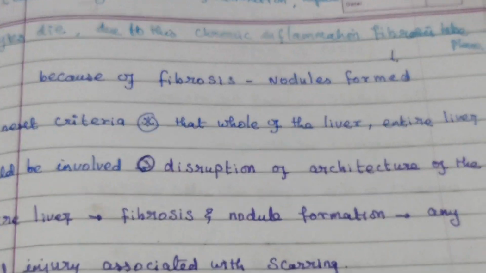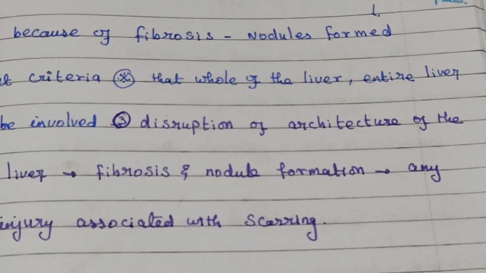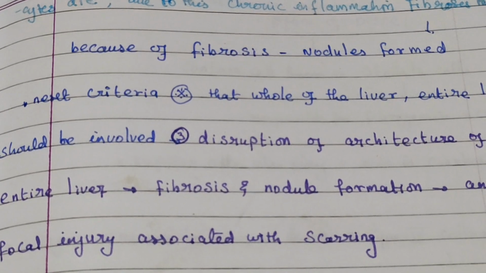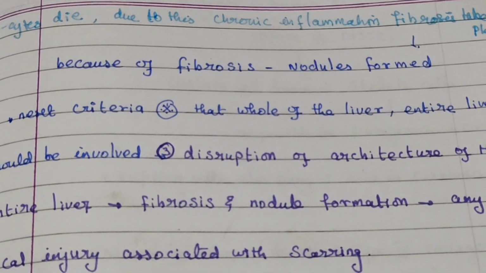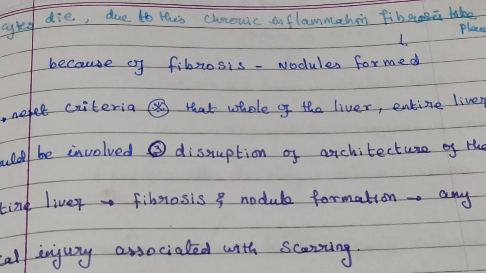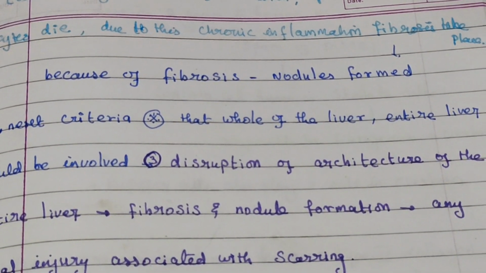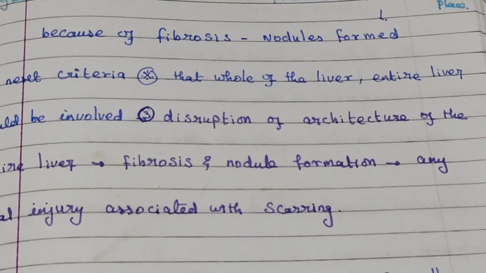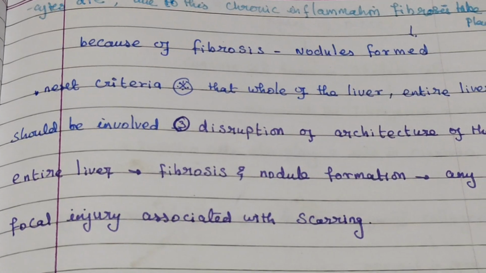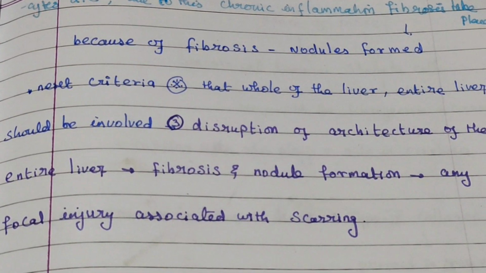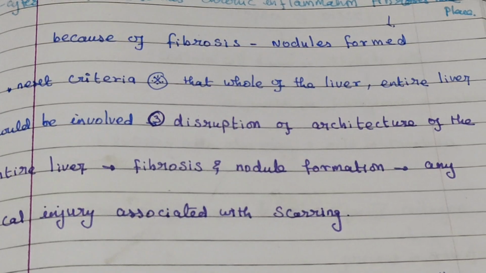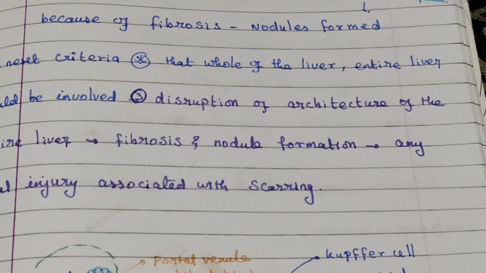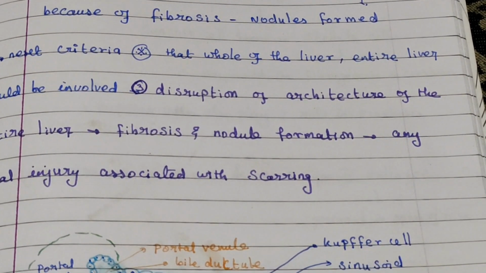Now, the next criterion is that the whole of the liver is involved. The entire liver should be involved, with disturbance of architecture. Any focal injury associated with scarring, with fibrosis and nodule formation, does not constitute cirrhosis. The entire liver must be involved. Now we will go to pathogenesis.